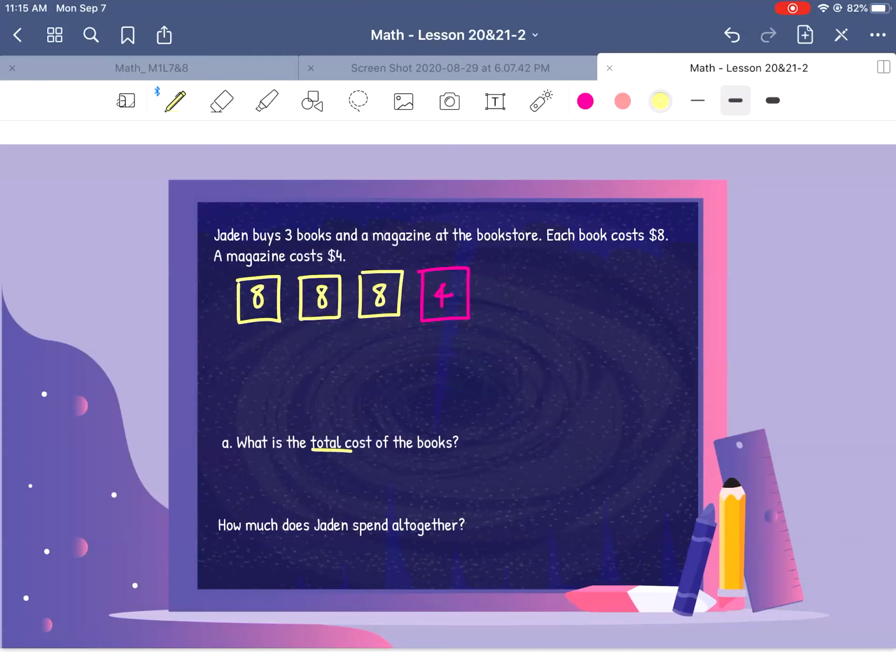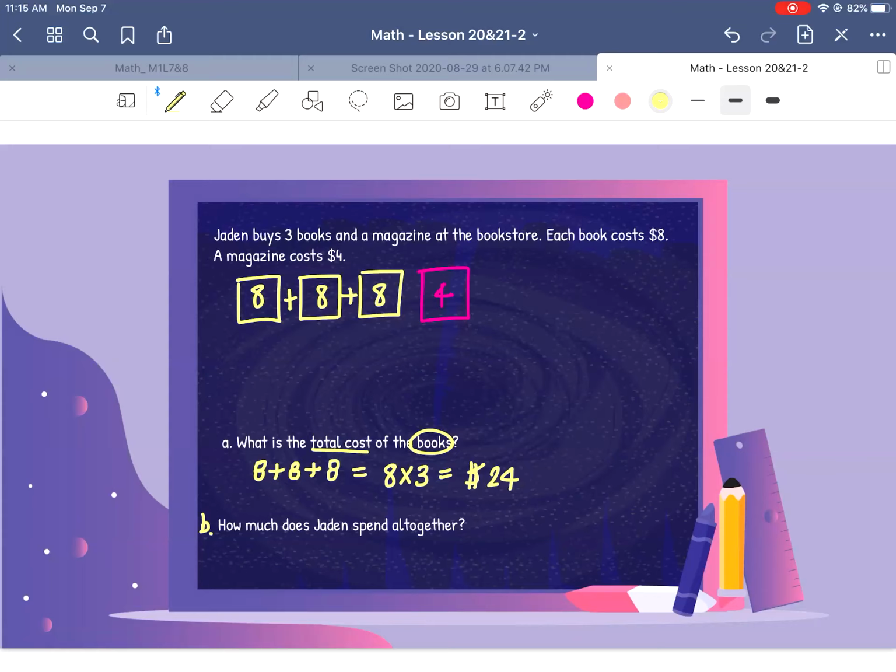So let's look at question A. What is the total cost of the books? So here the question is only asking about the books. And in order to find the total cost, I need to add all 3 books. So $8, $8, $8, which is 8 times 3, and my total is $24.